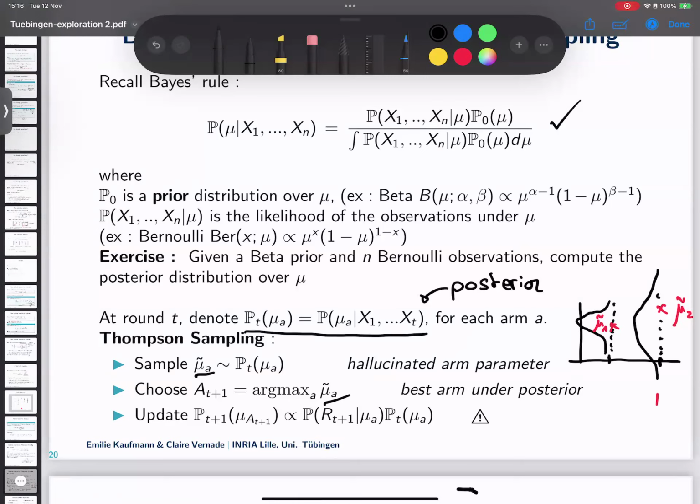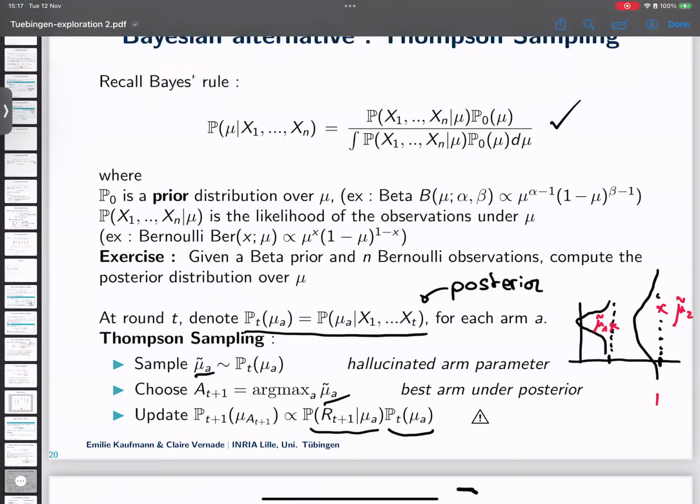You obtain a new reward from this arm, and you update your posterior. So the reward that you obtain allows you to update your posterior, given that your current posterior is now the prior of the future distribution, right? So my current posterior gets a new observation that I can process into the posterior and get a new posterior. So it's super easy, at least on paper.